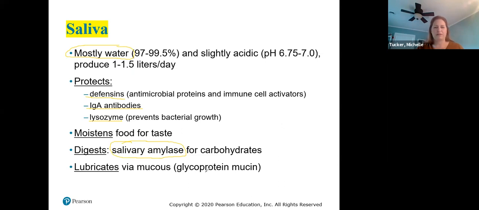Lubrication via the mucus and the glycoprotein mucin, which becomes sticky when exposed to water. Okay, so we have mucus, we have mucin, we have water, which is acidic water, defensins, some antibodies, and lysozyme.